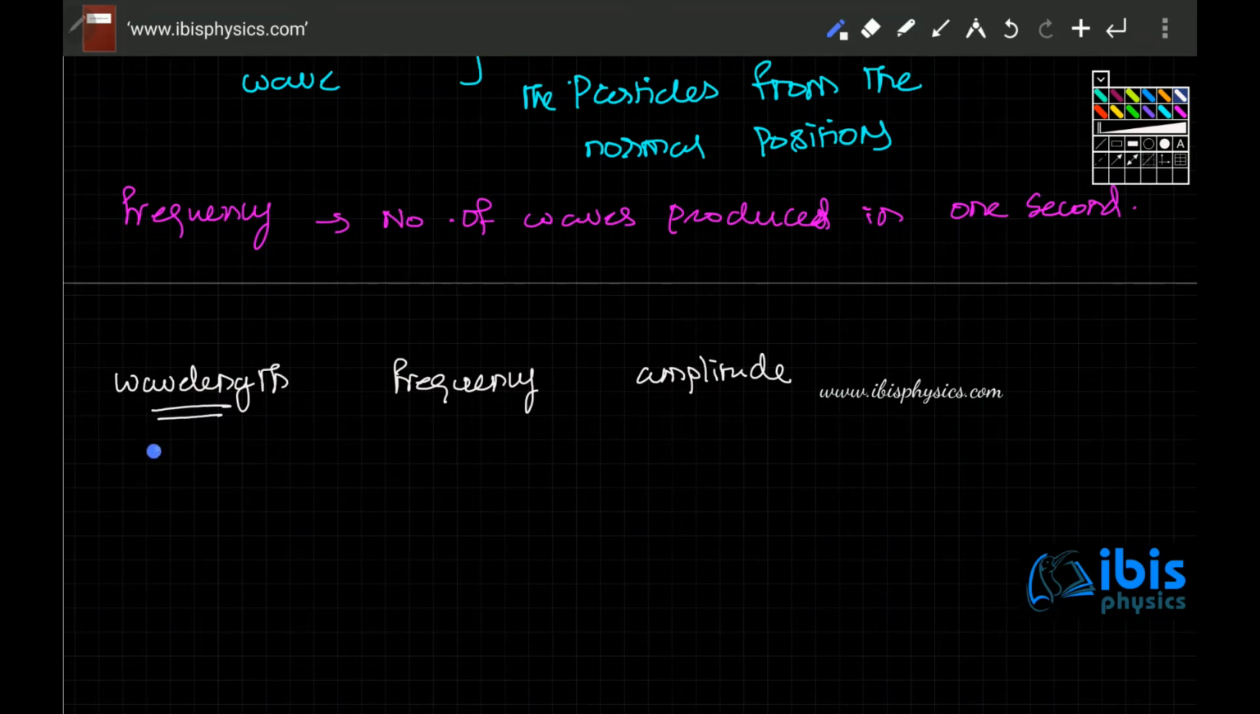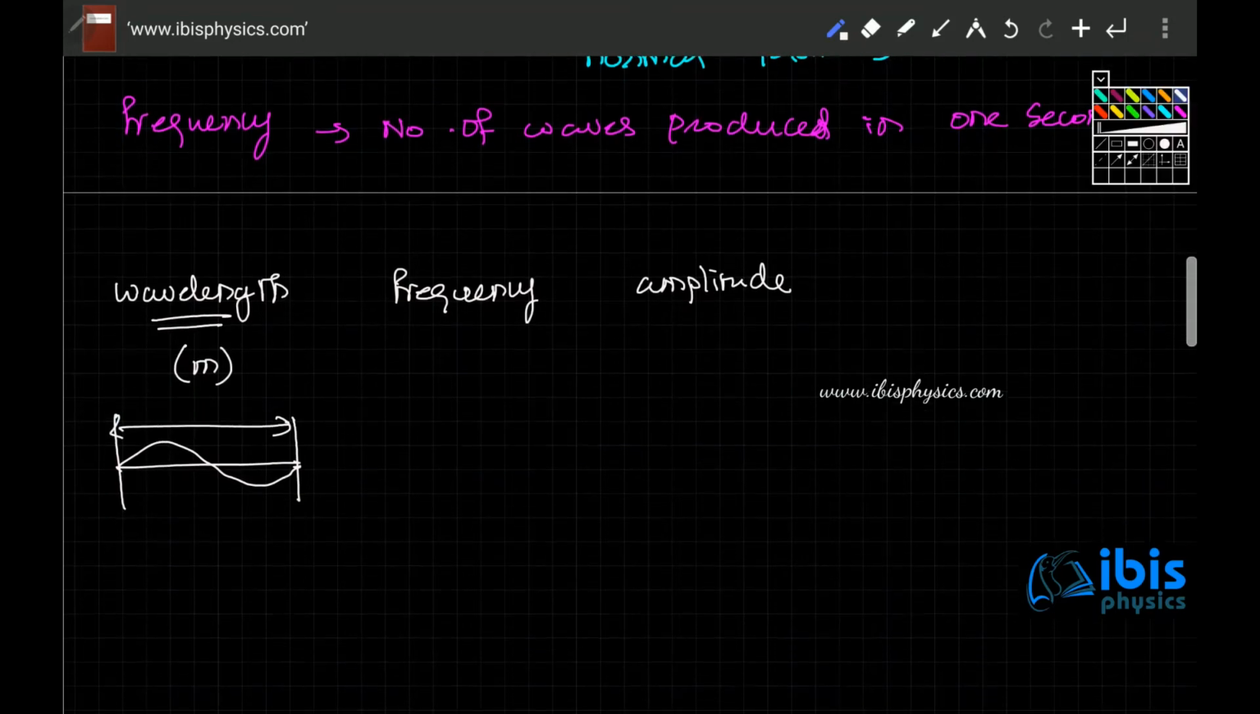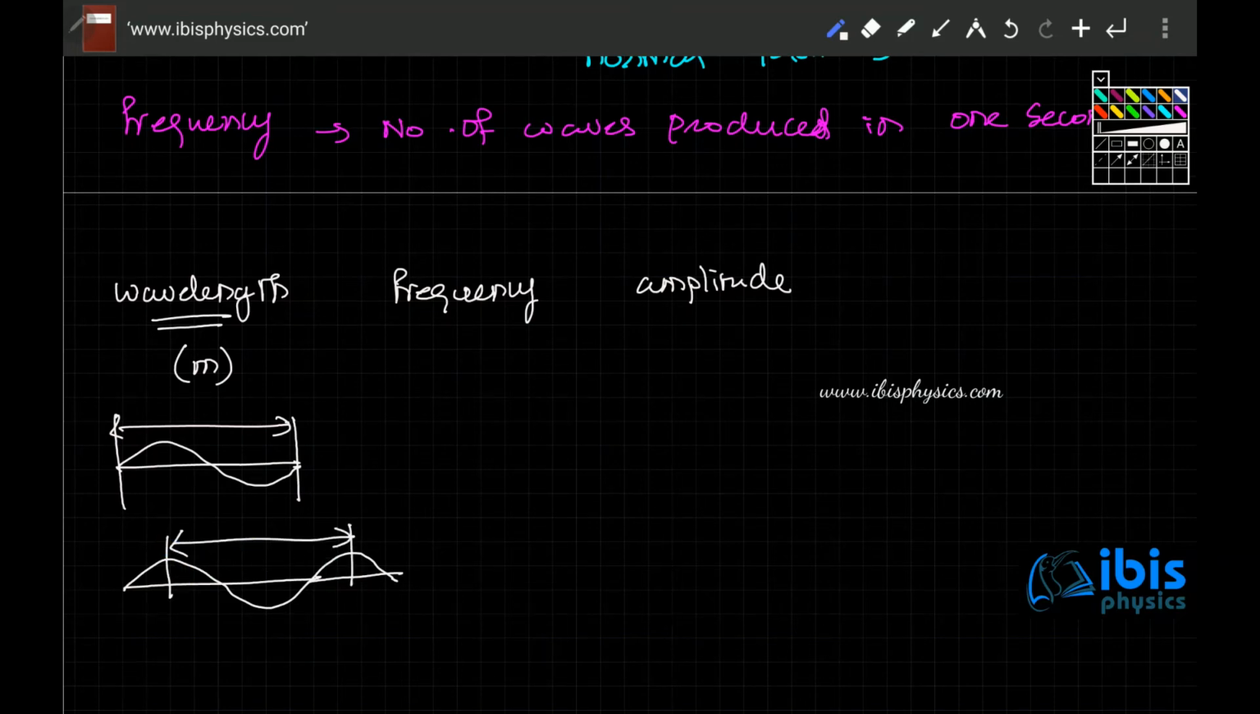So what are the units? Wavelength is measured in meter because it is a distance. Suppose one wave is this, right? So this distance is called wavelength. Or by definition, if a wave is like this, from this crest to this crest, this distance is wavelength. The wavelength is referred to by the Greek alphabet lambda.